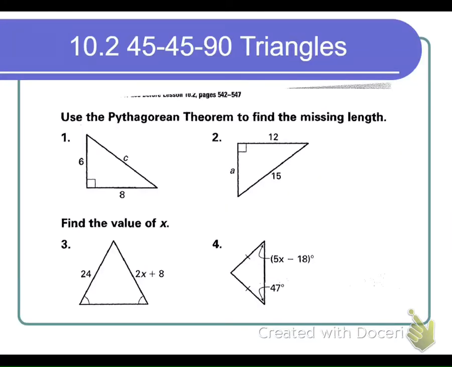Okay, so today we are learning about 45, 45, 90 special right triangles. And I'm going to give you guys a few minutes to do our bell ringer.